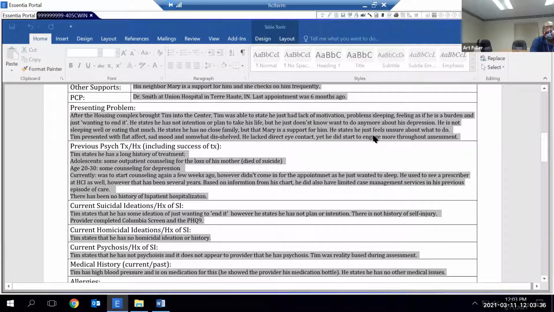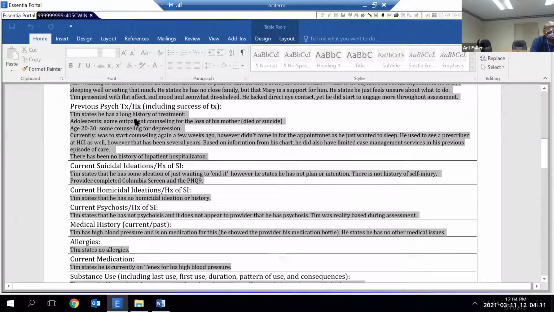He's not sleeping well or eating. And he kind of leaves it at that. He doesn't have any close family, but he does identify Mary as a support. He presents with a flat affect, sad mood, and somewhat disheveled. He lacks direct eye contact with us when we were assessing, yet he did start to engage more throughout the assessment. So again, this presenting problem, what you're hearing from the consumer, what we heard from the complex, what's your take as far as the observation as when you're talking to Tim? How's his mood? What's his affect?